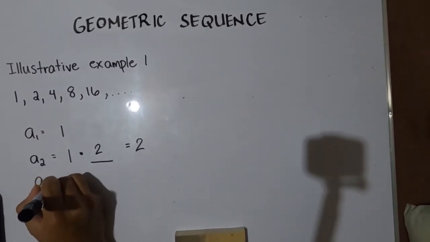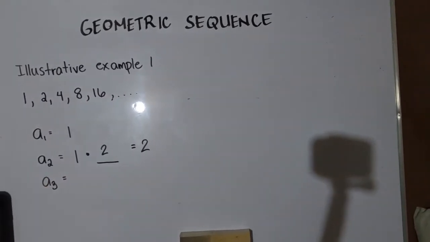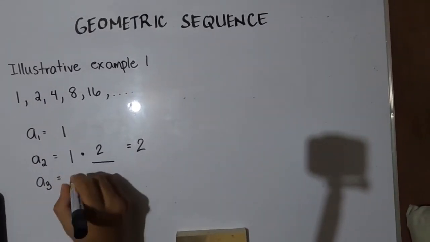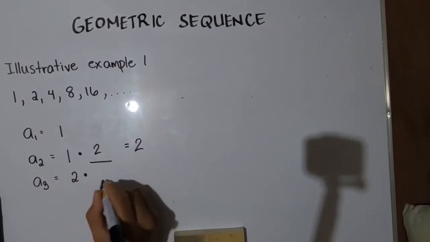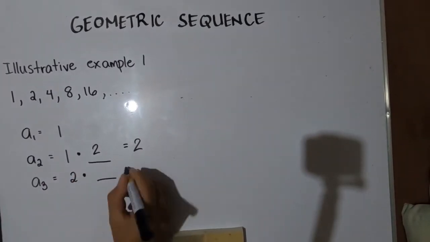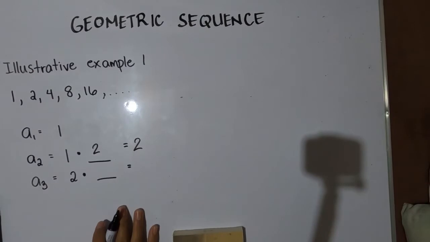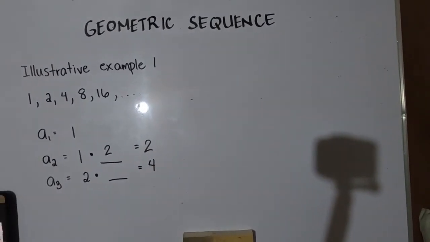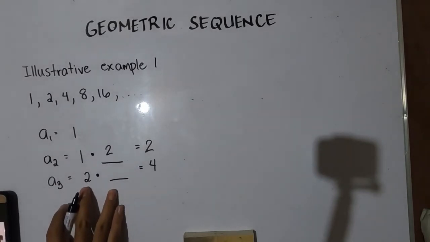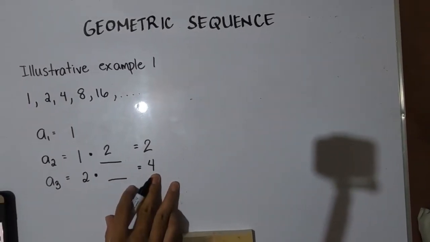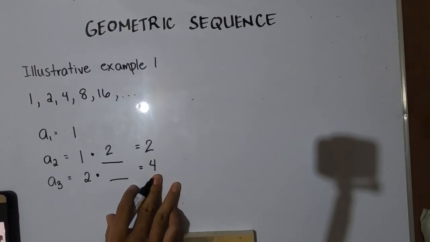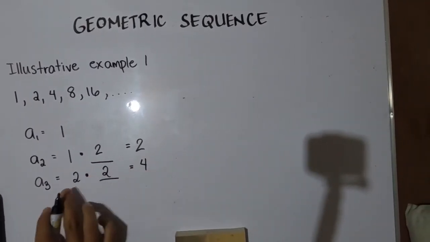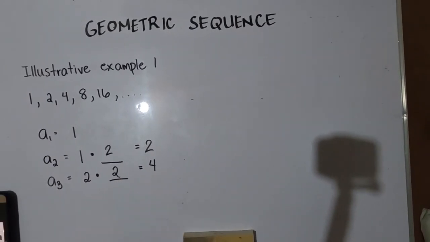Enable for us to identify the value of the third term, we will use again the previous term, that is 2 multiplied by a certain number to arrive at the third term, which is 4. What must be multiplied by the previous term 2 in able to get the third term 4? That must be 2 as well, because 2 times 2 is equal to 4.